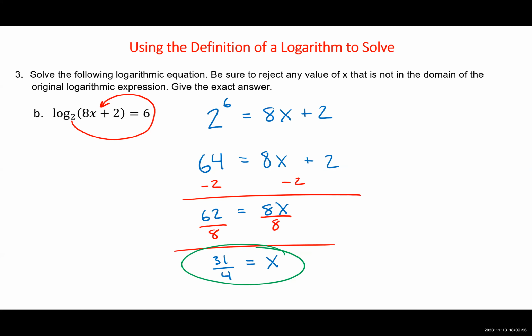That works because 31 over 4 is positive. So if we plug that in up here, 8 times a positive number plus 2 is still going to be positive. So that's fine. 31 over 4.